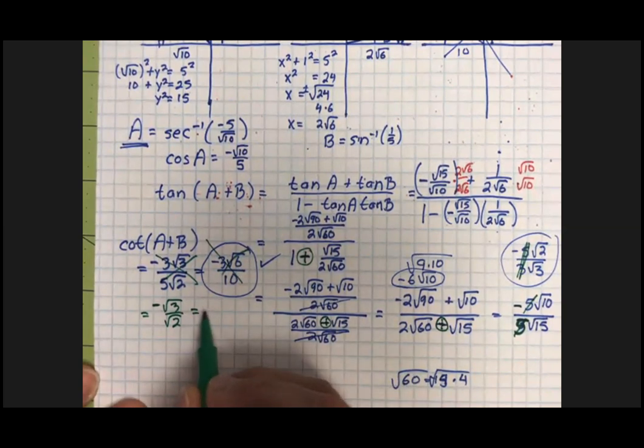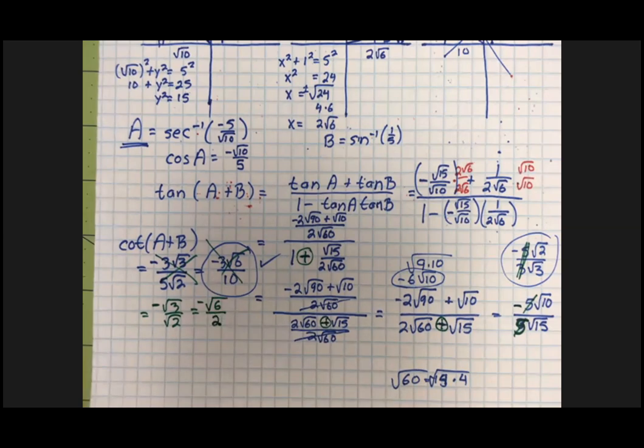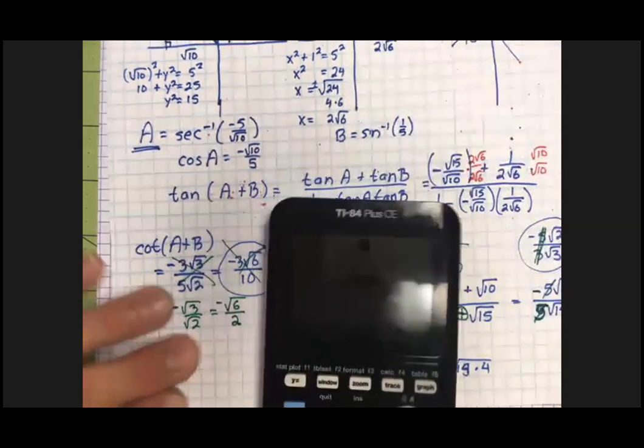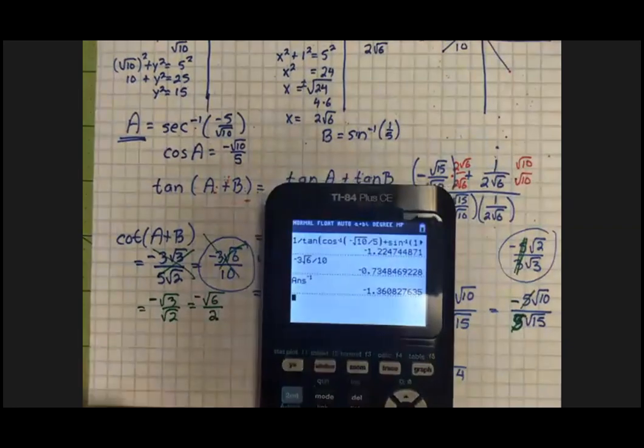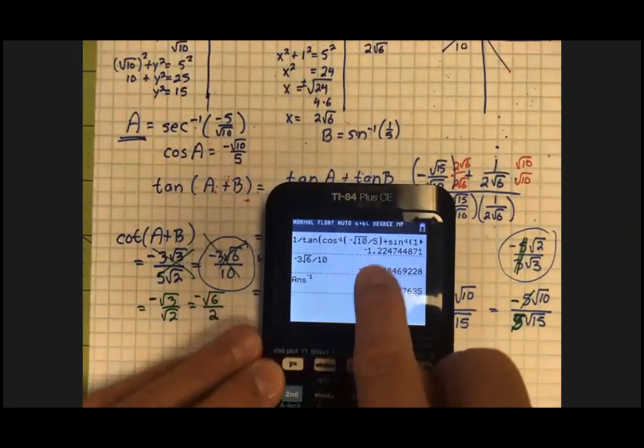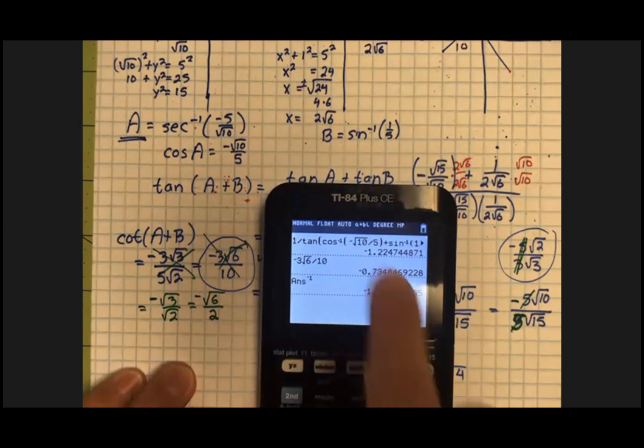And now let's get rid of the root 2 on the bottom. Multiply top and bottom by root 2. Minus root 6 over 2. Now I'm hoping, let's check this out and see if we saved it. I'm hoping that minus root 6 over 2 turns into that number.